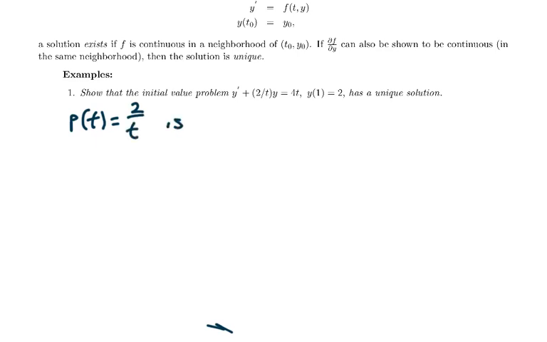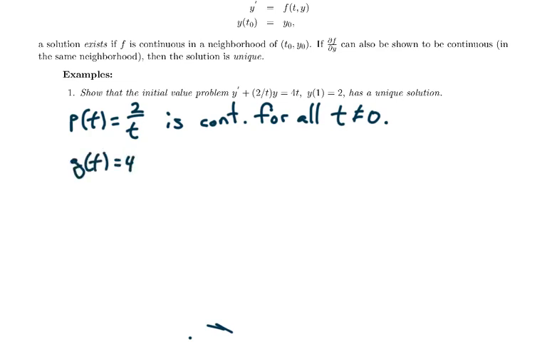is continuous for all t that's not 0. So as long as it's not 0, we're okay. If I continue to take a look at the g function, which is 4t, this is continuous everywhere.